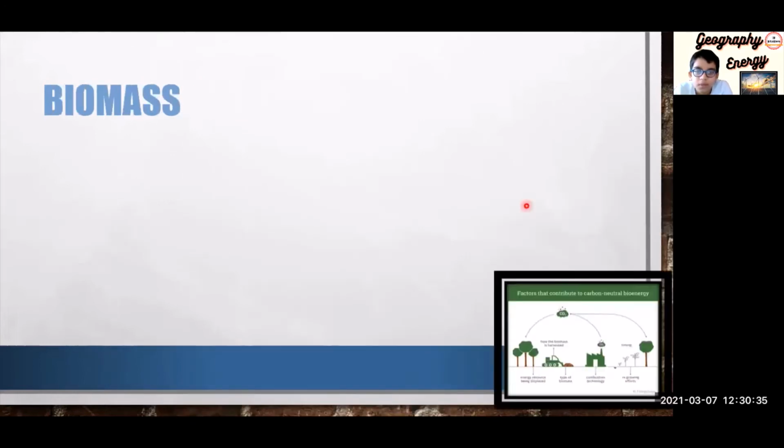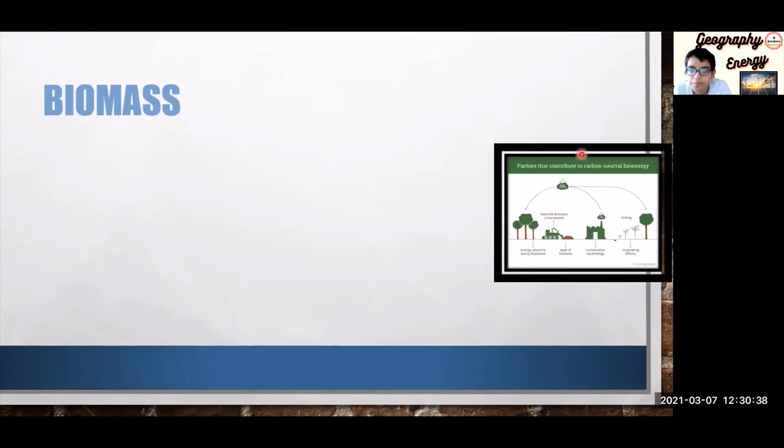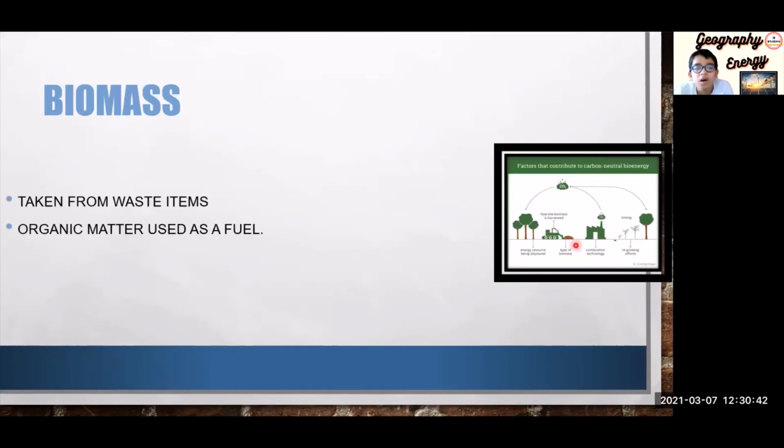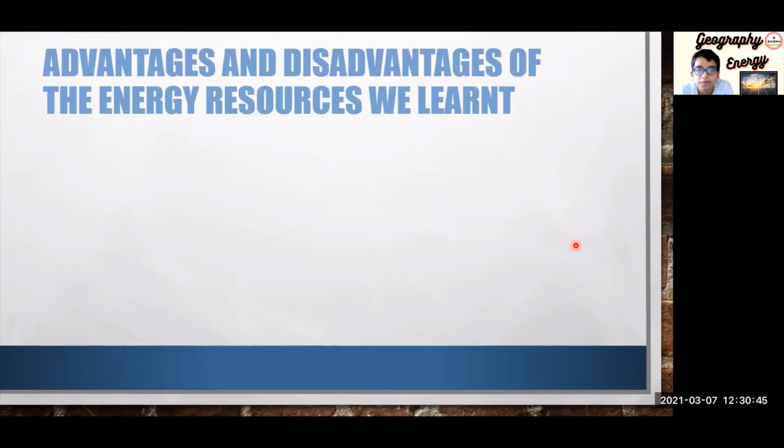Biomass. This is biomass energy. Now, biomass is taken from waste items. It is organic material which is used as a fuel.